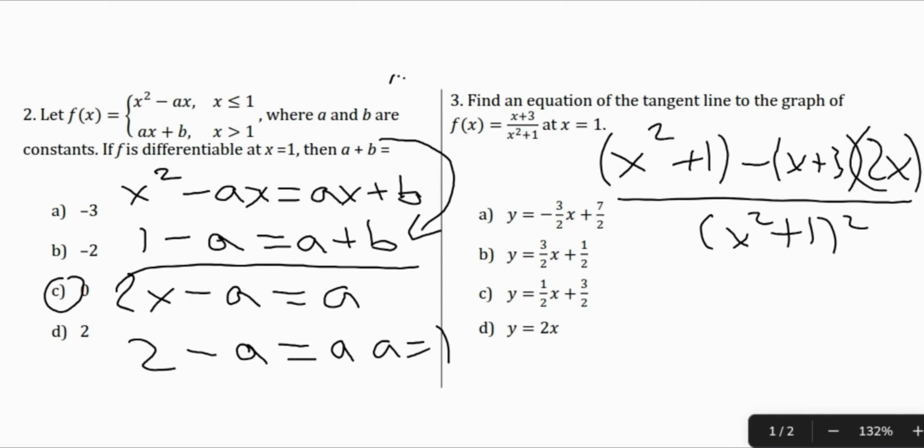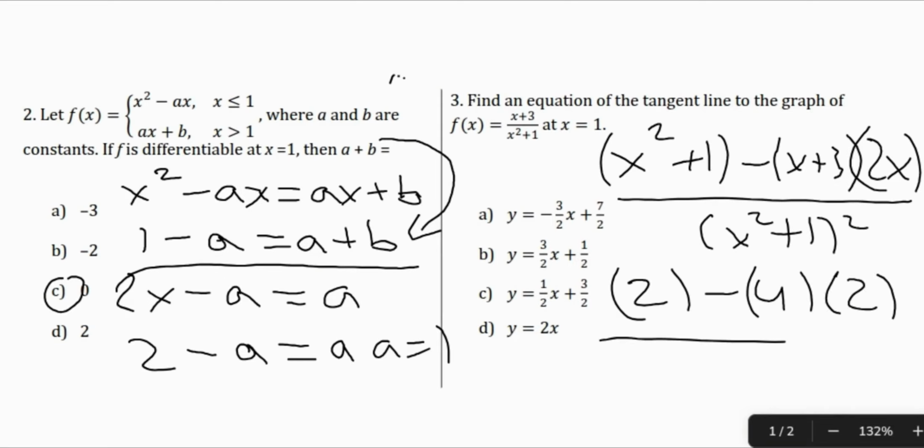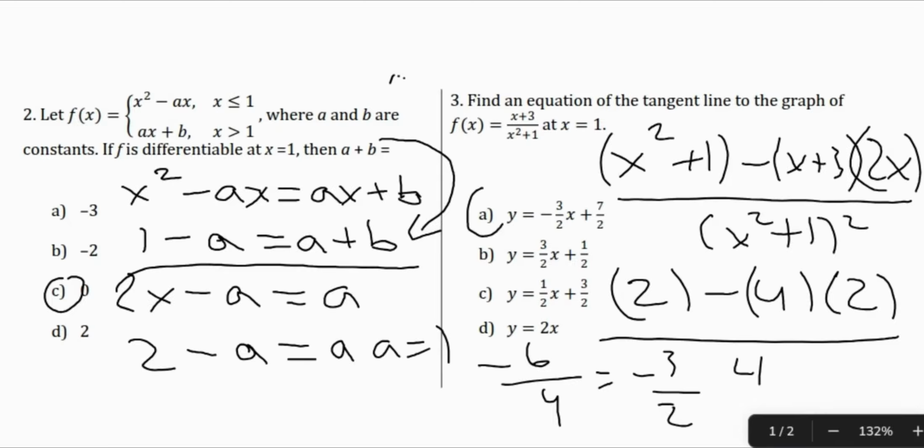All we need to do is just plug in x equals 1, and it's a pretty easy equation to plug into. So we have 2 minus 4 times 2, and then when you plug back into x squared plus 1 whole squared, you get 4. So our value simplified here would be negative 6 over 4, which equals negative 3 over 2. And only one equation has that slope value of negative 3 over 2, and that would be a.